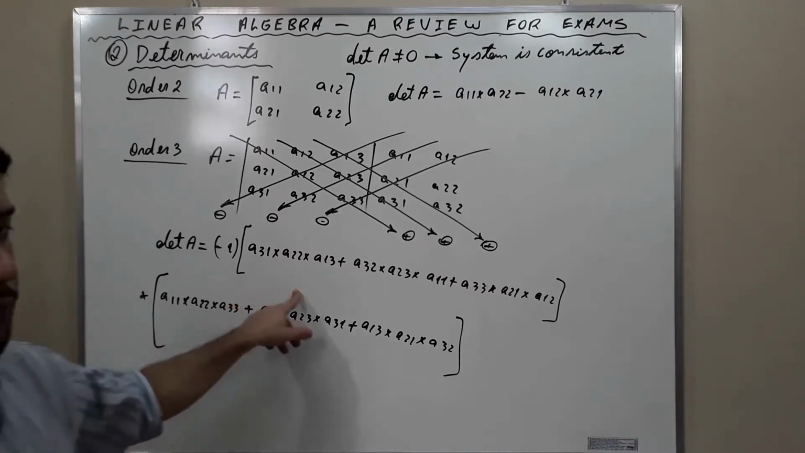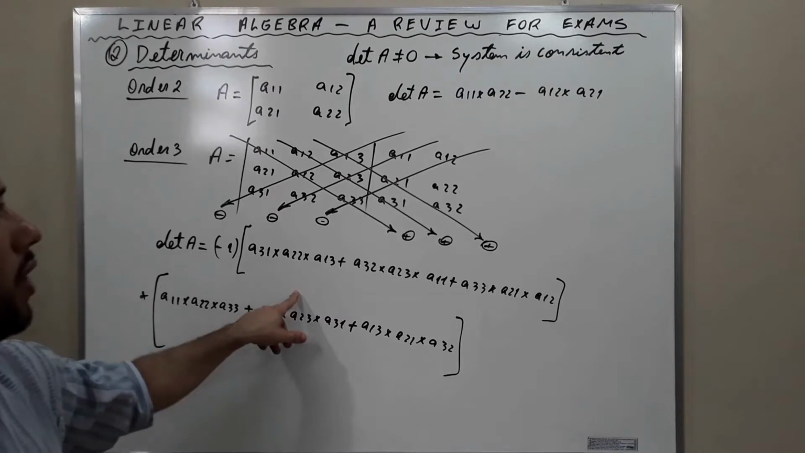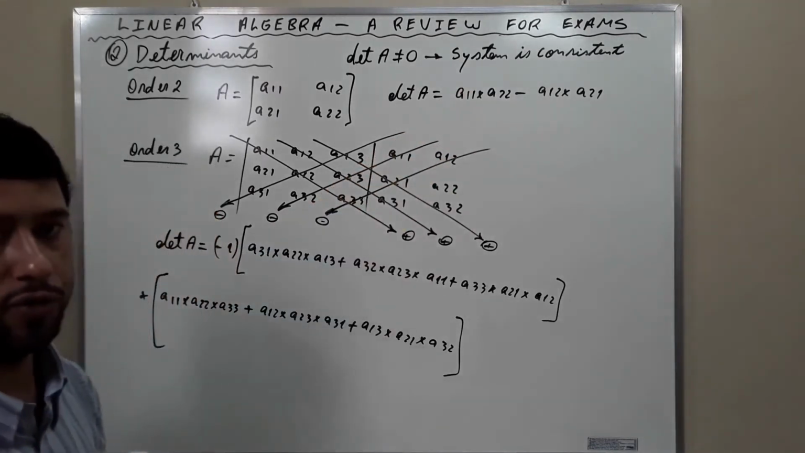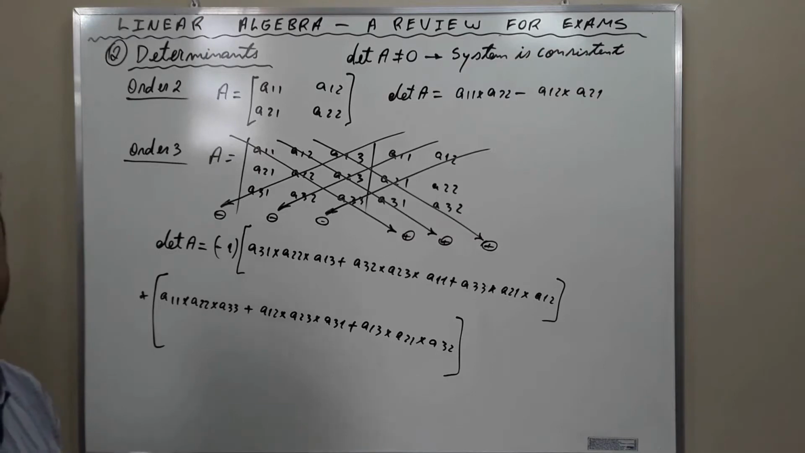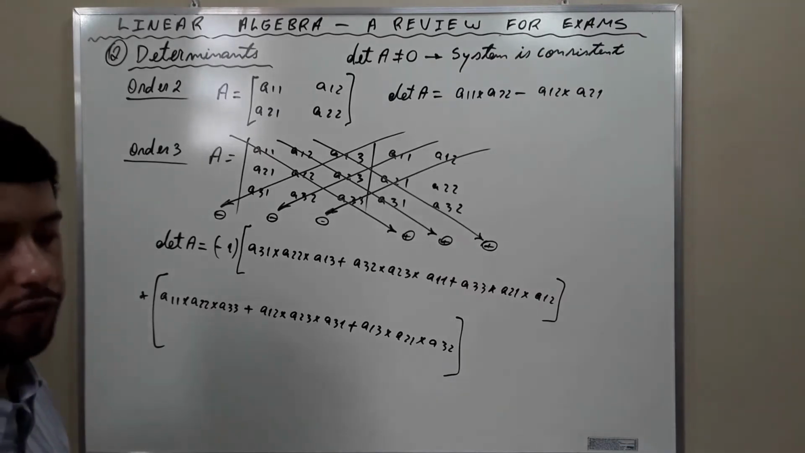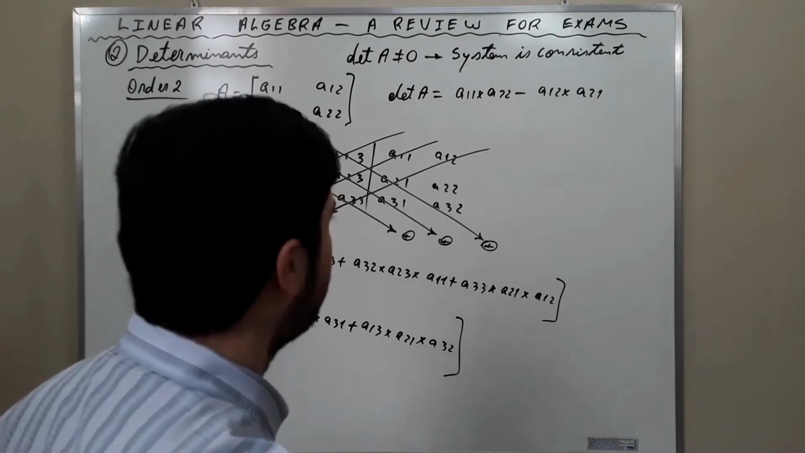And if the determinant is non-zero, then we know that the system that this matrix represents is consistent and thus has a possible solution. Okay? Now, let's consider the determinant of matrices of order greater than 3.